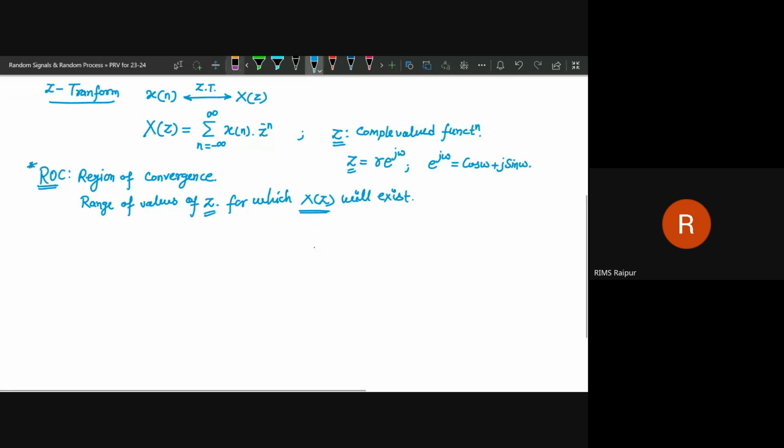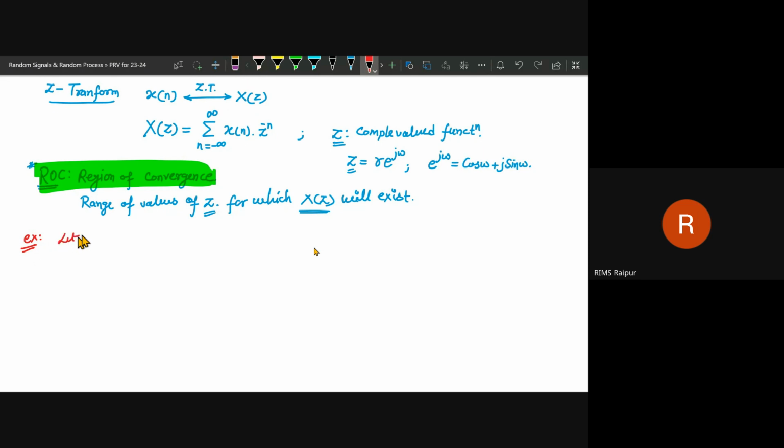And usually we show this region of convergence graphically by using a z plane in which the x-axis represents the imaginary part of z and the y-axis represents the real part. Now let us understand the Z transform by using an example. So let me consider an example.